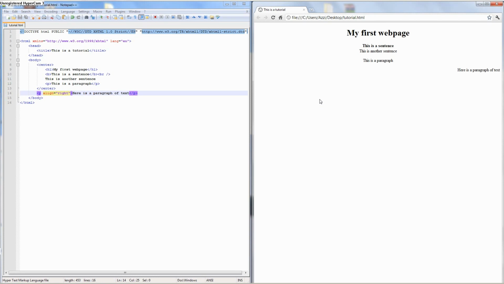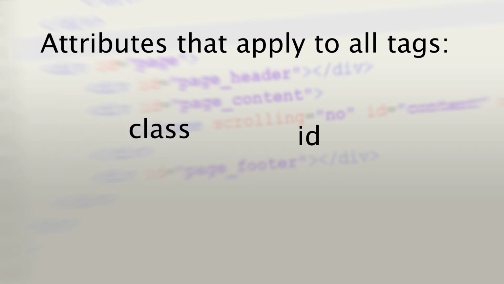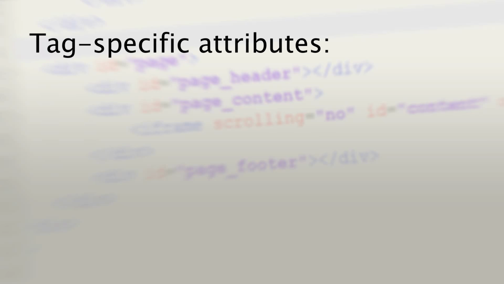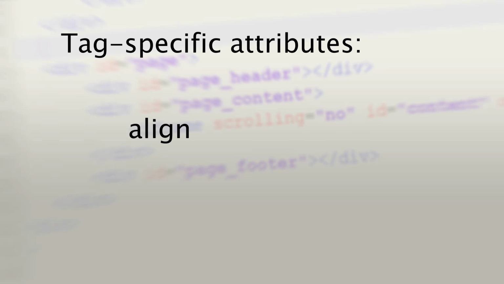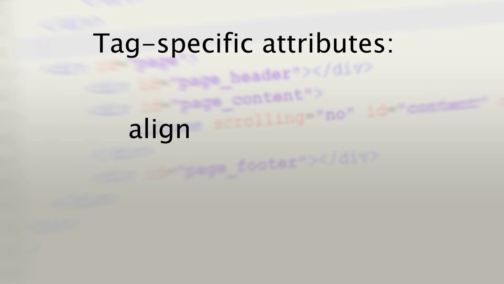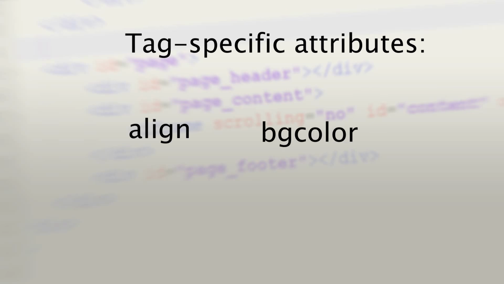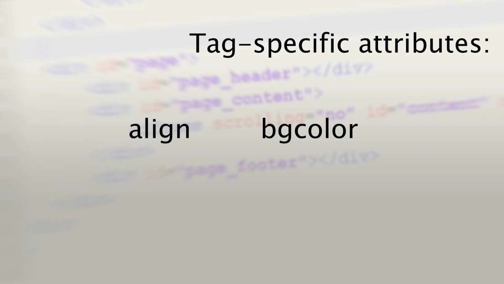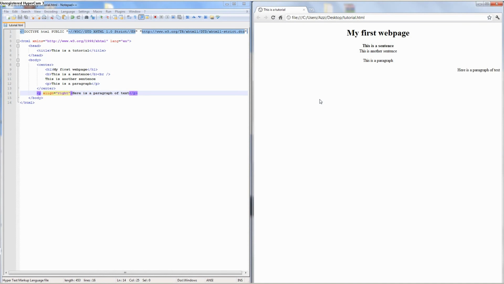There are some attributes that apply to all tags. Examples of these are class and ID, which we will learn more about later. Some attributes, though, are tag specific, meaning that they only apply to a few tags. The align attribute, which we learned about earlier, is an example of this. Another tag-specific attribute is the BG color attribute for body and some other tags. This attribute sets the background color of the element. To set the background color of the body, which is essentially the whole page, to gray, we simply write BG color equals gray in the body tag. Your code should now look something like this.